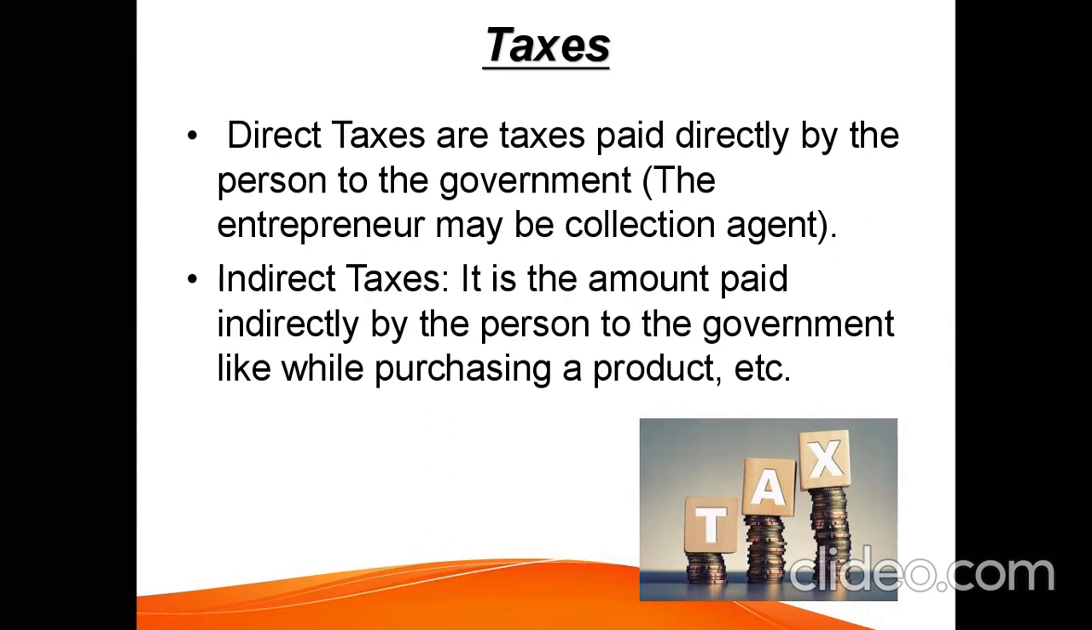Taking the same example, for customers, the amount of tax that they have paid on purchase, that tax is indirect tax because customers are not directly paying that tax amount to the government, while an entrepreneur who is collecting all the taxes from the customer is paying. So in that case, the tax which is collected by entrepreneur and paid to the government, for an entrepreneur it is a direct tax, but for a customer it is indirect tax.